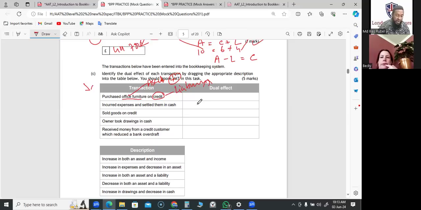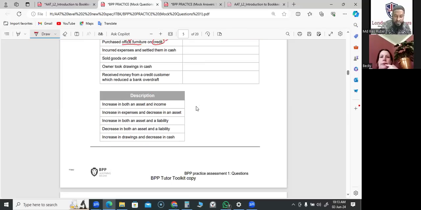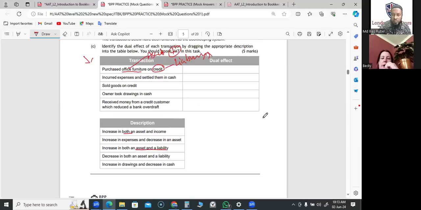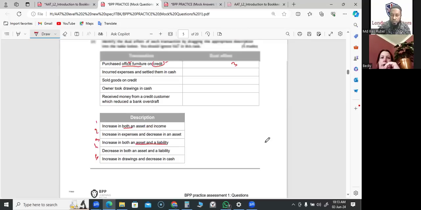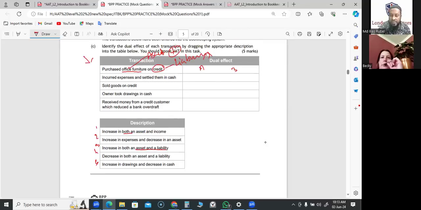So which one is the answer you feel here? Increase in both asset and liability. This one, isn't it? It's the third one down. Yes. Third one, let's write 3. If we write 1, 2, 3, 4, 5, so we write 3. So asset and liability increase. Make sense? Yep. How about the next one?